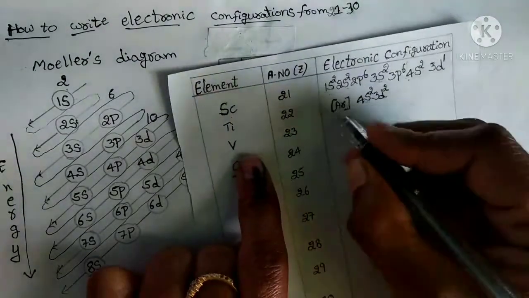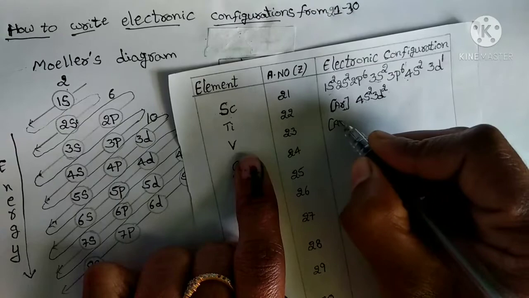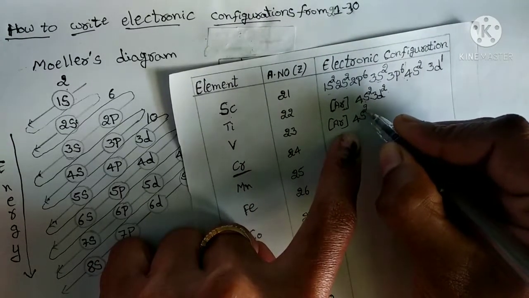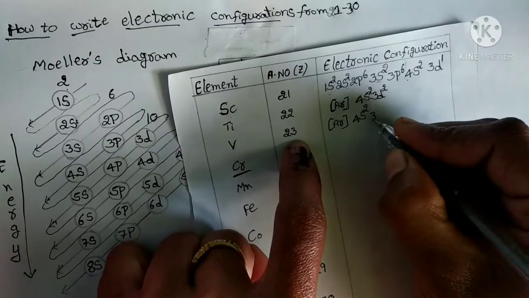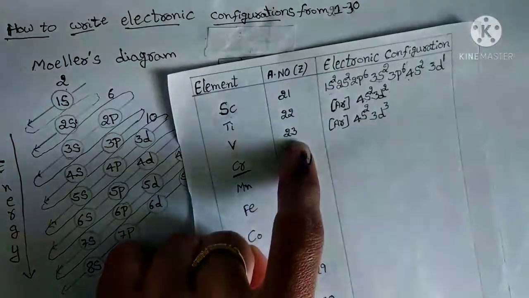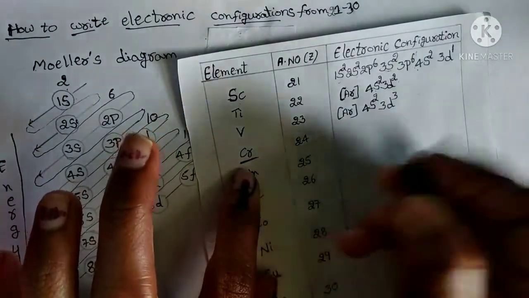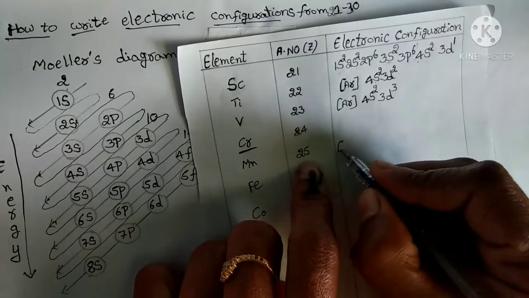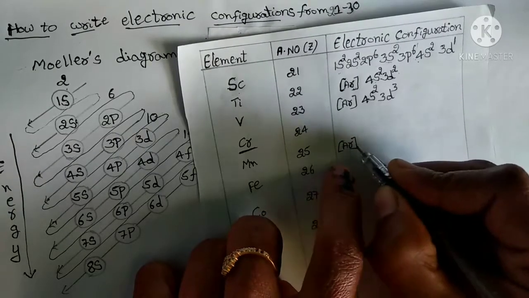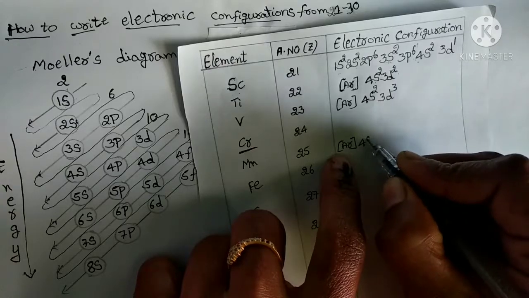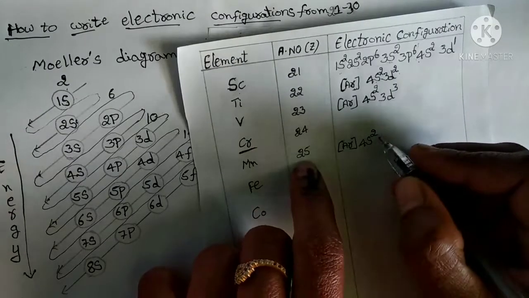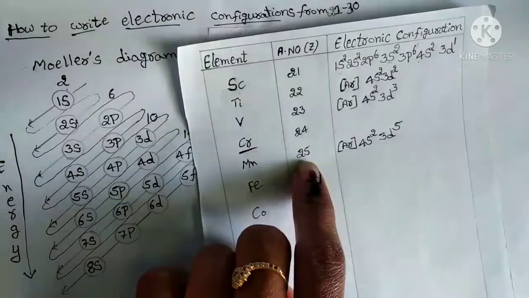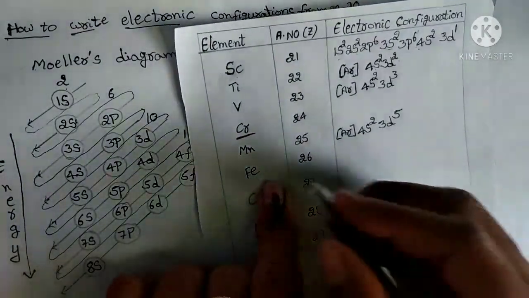Okay, next vanadium. So argon. Till here it is 18 electrons. 4s2 with this is 20 electrons. How many are left still? 3 more. So 3d3 it is. I already told, chromium we will discuss at the last. Come to manganese. 25 electrons are there, right? So argon till here 18. 4s2 with this 20. How many are left? 5. So those 5 electrons will enter into 3d. So 3d5. This is the electronic configuration of manganese.